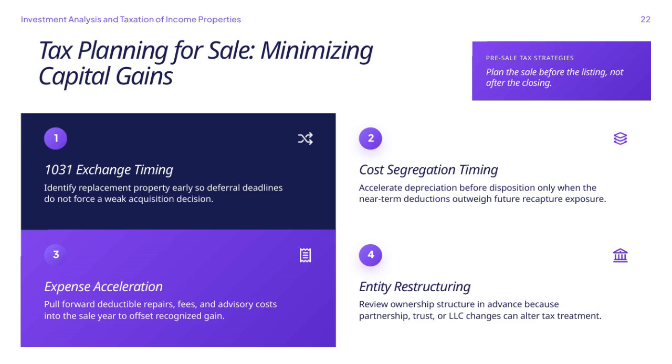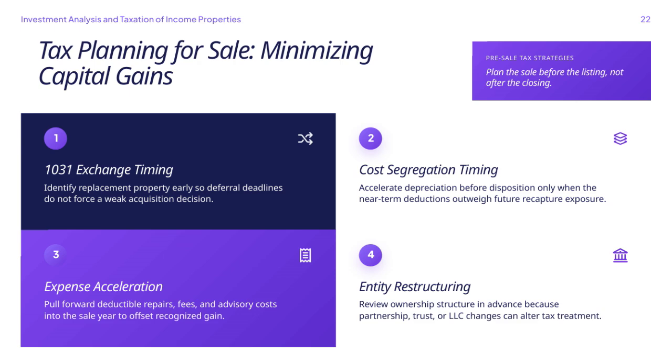This method can provide significant upfront tax relief. Lastly, consider entity restructuring well in advance. Changes in ownership structure through partnerships, trusts, or LLCs can impact how your sale is taxed. Reviewing this early can help you optimize your tax outcomes and avoid unexpected liabilities.